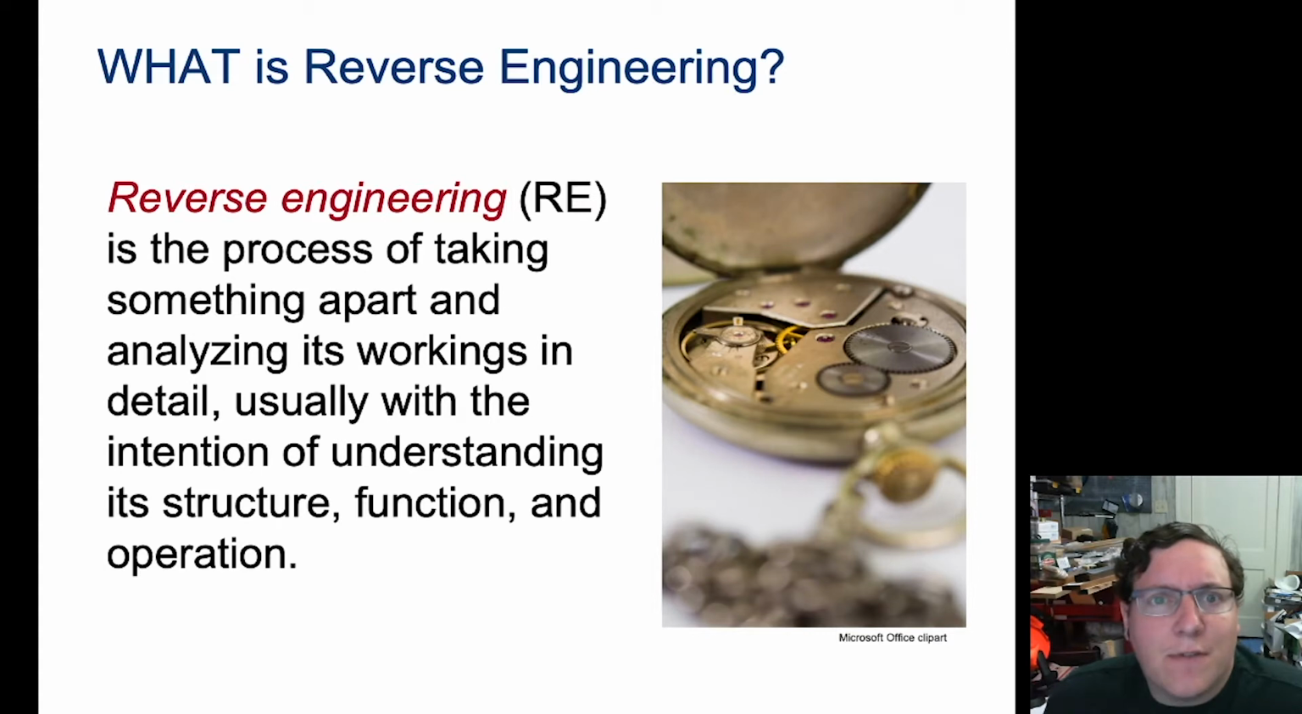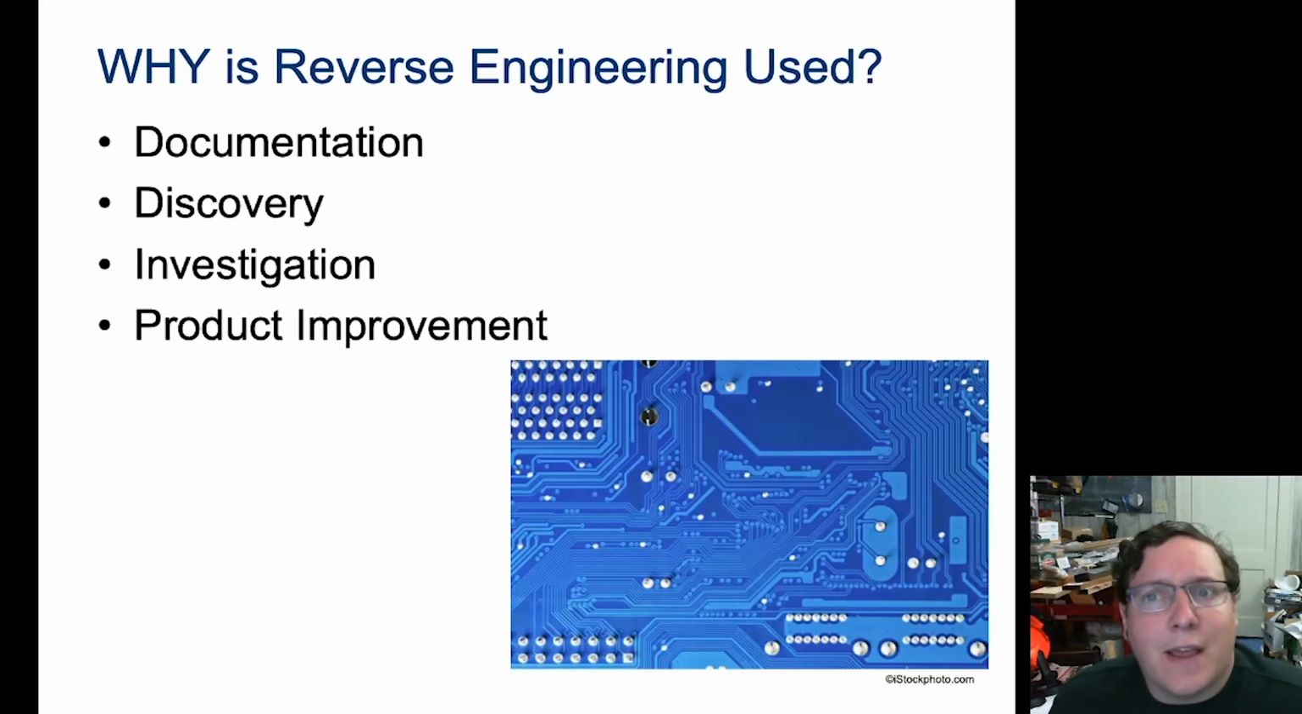So the technical definition is that reverse engineering is a process for taking something apart and analyzing how it works in detail, usually with the intention of understanding its functions, its structure, its operations, and then using that knowledge to apply it. There are several reasons why you want to look at reverse engineering. Part of it is documentation, part of it is discovery and getting a better concept of what is going on in the world. We can use it for investigation, seeing what went wrong, and we can use it to make product improvements.